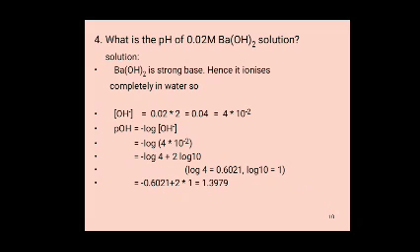Then minus 0.6021 plus 2 into 1 is equal to 1.3979. Barium hydroxide pOH value is 1.3979. Then pH is equal to 14 minus pOH, 14 minus 1.3979, that is equal to 12.6021.